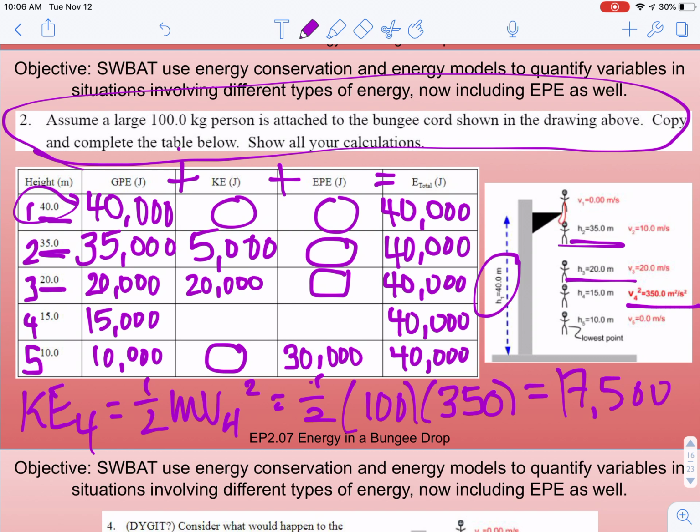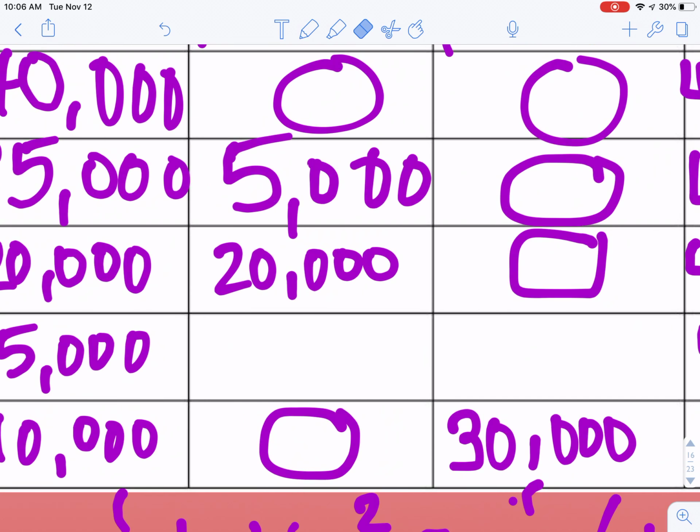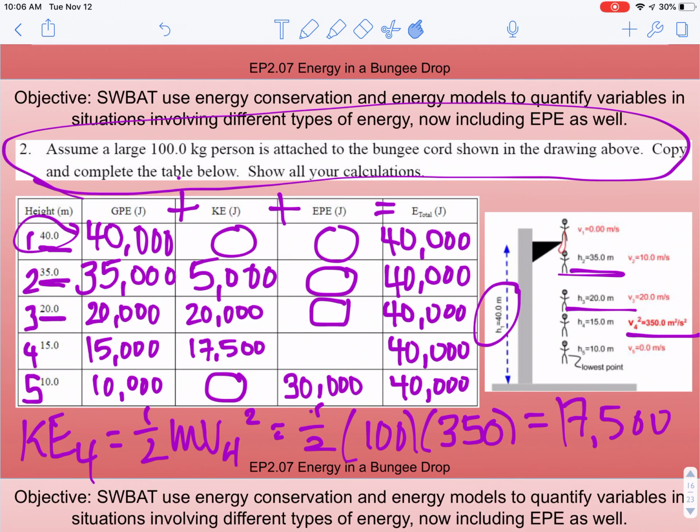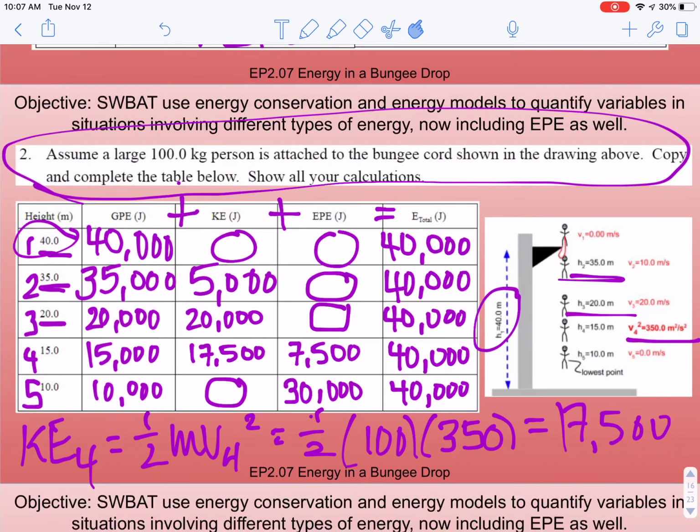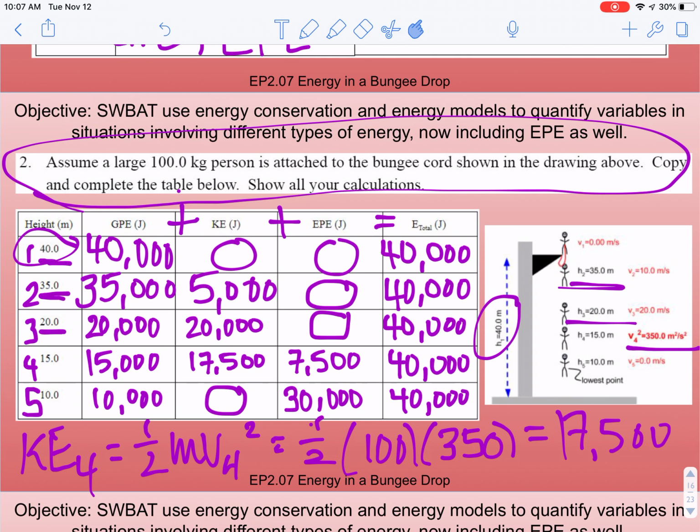So why don't I put that in for KE? Okay, and then the last thing I need to do is plug in for EPE. So I'm going to just add 15,000 and 17,500 together. I get 32,500. When I subtract that from 40,000, I get 7,500. And there we go. So that's our completed table.